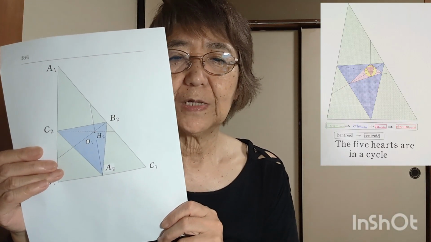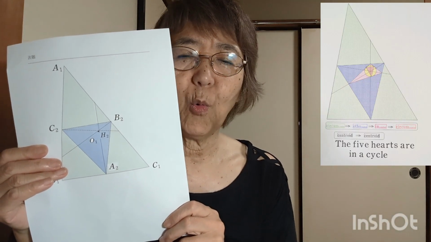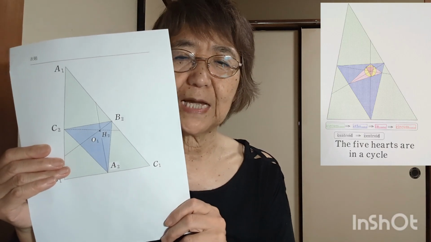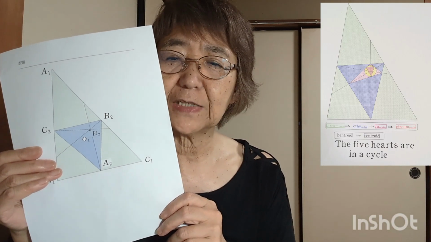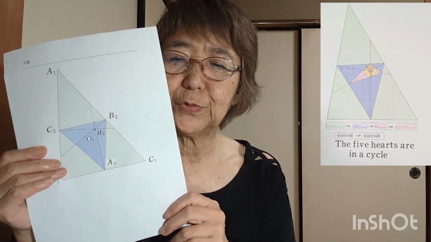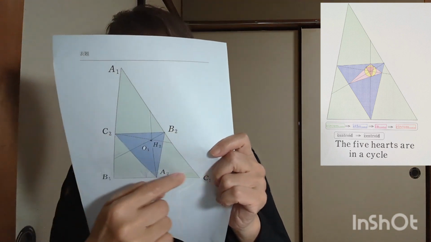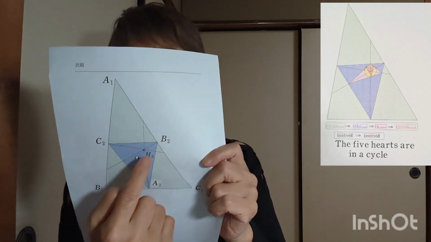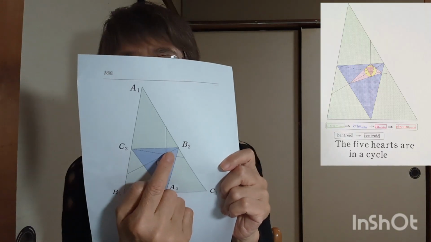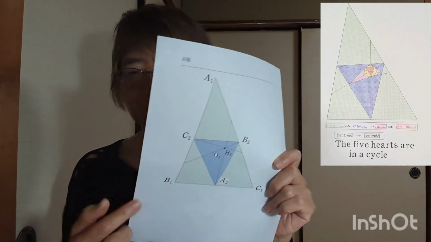The circumcenter O1 of the green triangle overlaps with the orthocenter H2 of the blue triangle. O1, H2. They are the same point.